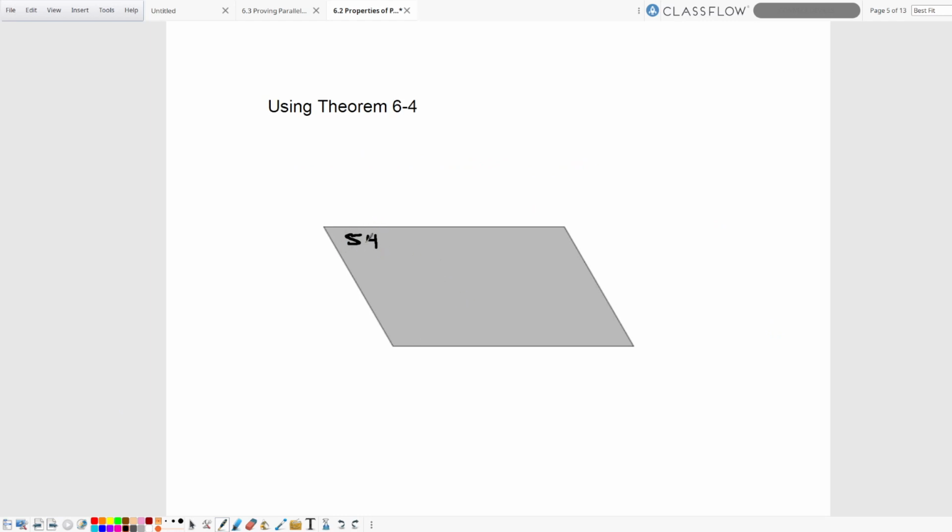So here's an example of using that. Obviously, if this angle is 54 degrees, the way to find out what x and y would be is you would just do 180 minus 54, and you get 126. So that means that both x and y would have to be 126 degrees because they have to add up to 180 with the angle that is 54.